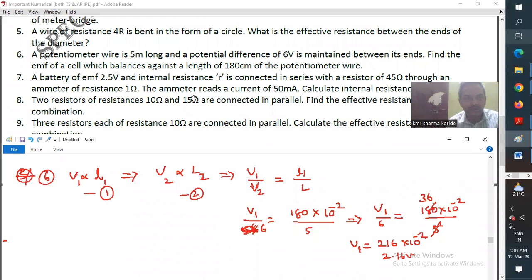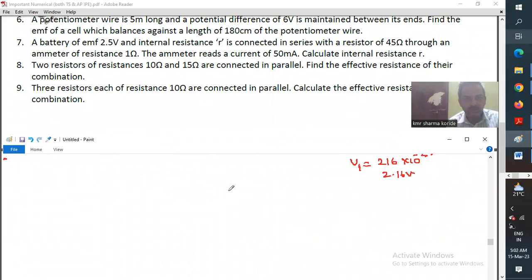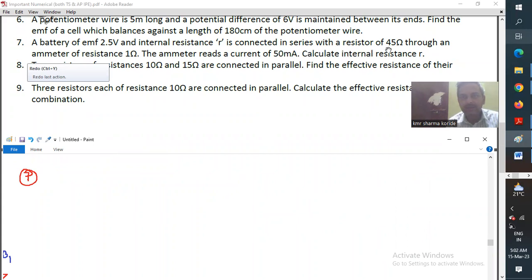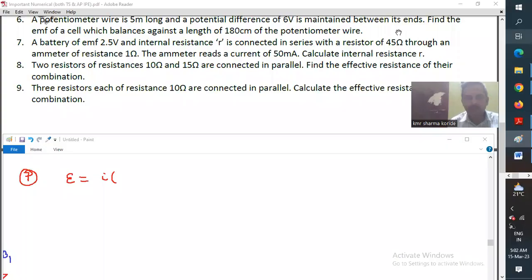Moving to the solution of the next question. Question number 7. A battery of 2.5 volts and internal resistance small r is connected in series with a resistor of 45 ohm through an ammeter of resistance 1 ohm. The ammeter reads a current of 50 milliamperes. Calculate the internal resistance. So get back the formula. EMF is equal to I into capital R. So capital R is 45 ohm.